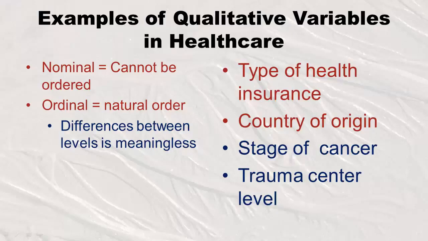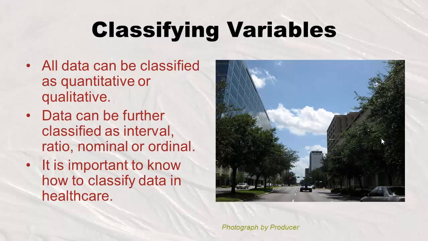So what you want to do is, if you think you have a qualitative variable on your hands, look for a natural order. If there is one, it's ordinal, and if not, it's nominal. So all data can be classified as quantitative or qualitative. So if you have a variable, that's the first split you can make, is the difference between quantitative and qualitative. But once you do that, you can further classify it as interval, ratio, nominal, or ordinal. And it's really important to know how to classify data in healthcare, as you'll find out later, because depending on how you classify it, you might be able to do different things with it in statistics.